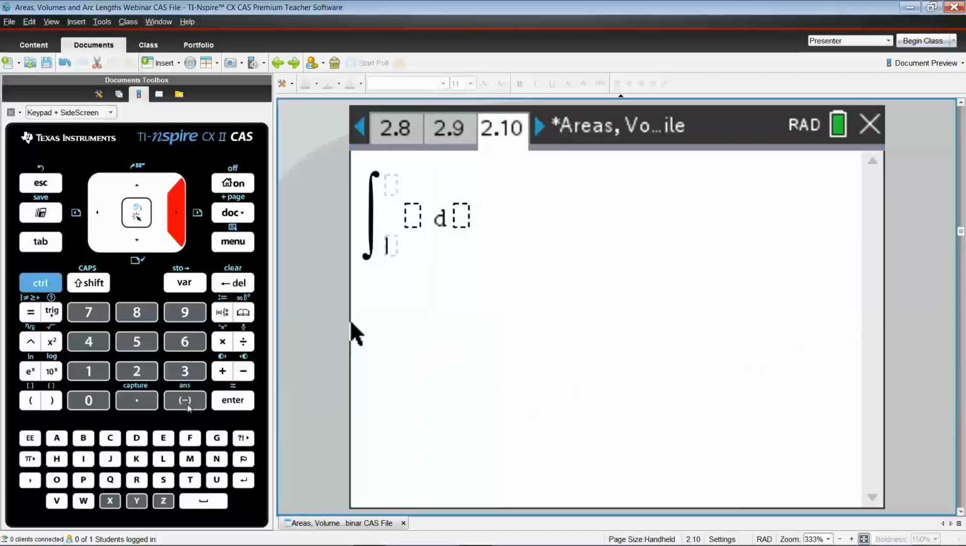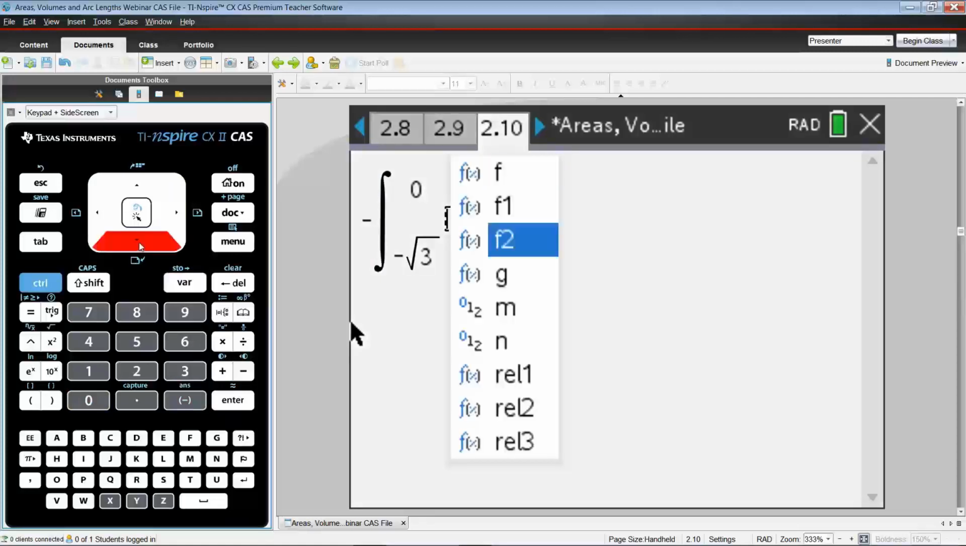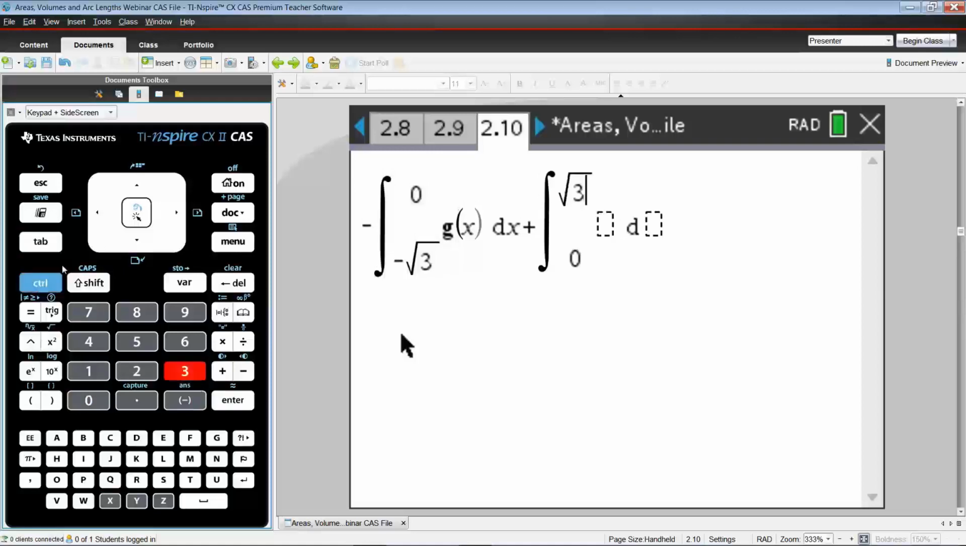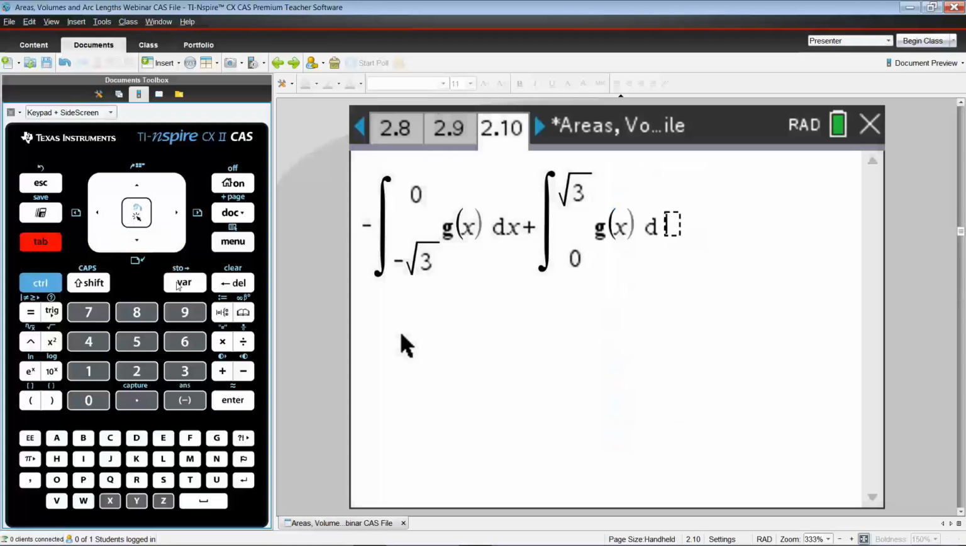Okay, so we have negative square root of 3, and then tab, and then we have 0. That is actually the negative one, so let's put the negative there. And then we want var, we'll go down to g, and then x. Okay, so we've got g of x dx, and then we're going to add on the integral for the positive section. So you have 0, tab, and then square root 3, and then tab over, and then again, let's find g, and then put x in there, and there we go.